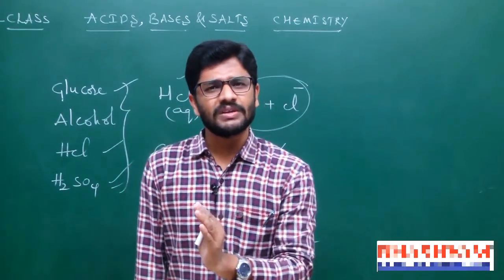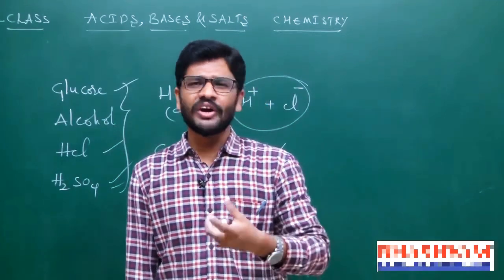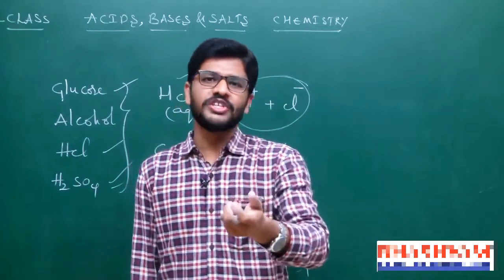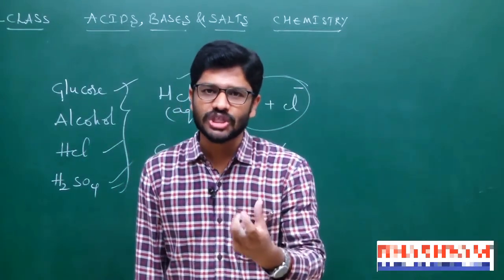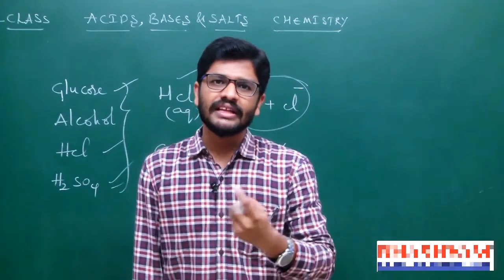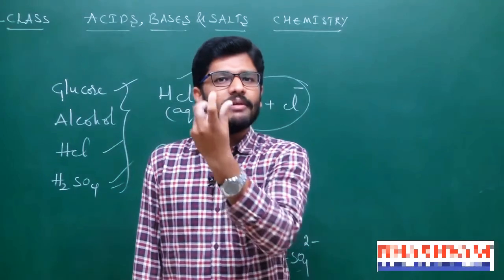The same concept is applicable to bases also. What do you have common in bases? OH- ions. If the compound can produce OH- ions in the solution, these ions can move in the solution, then an electric current passes through the solution, then the bulb will glow.